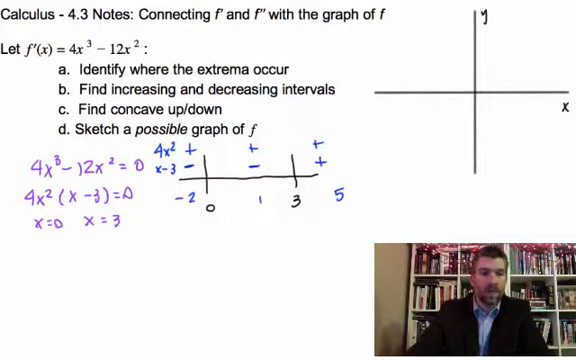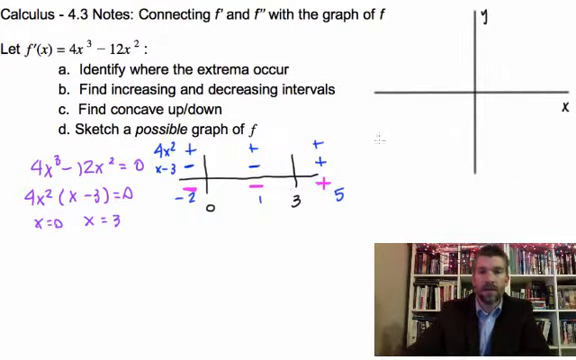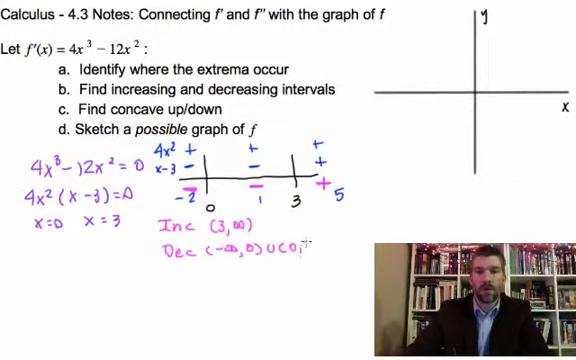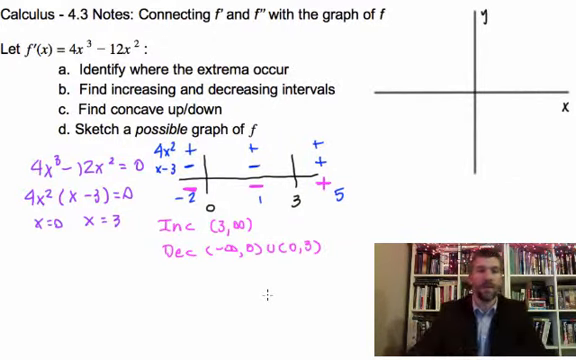So what do I get from this? Here's what I'm going to learn. I'm going to learn that my function is decreasing. Something happens at 0, it decreases again, and then it increases at 3. Now I can't draw my graph yet because I need concavity. So what are my increasing intervals? I increase from 3 to infinity, and I decrease from negative infinity to 0 and from 0 to 3. That's all I know. Now I don't know how it's decreasing. It could be doing a bunch of wacky stuff.